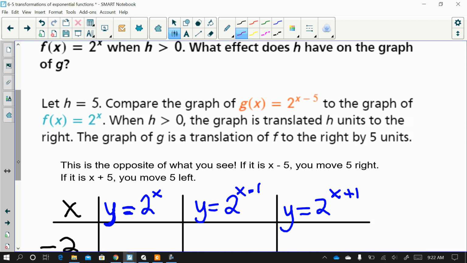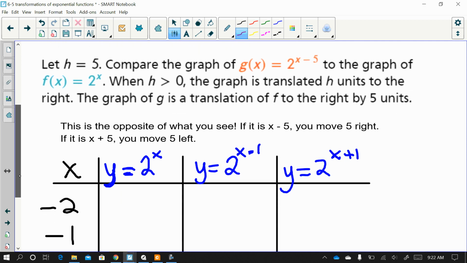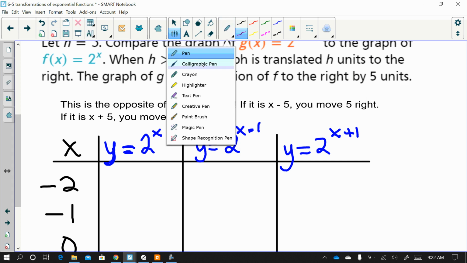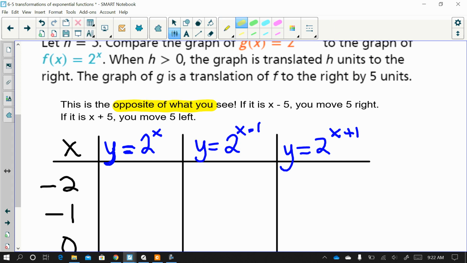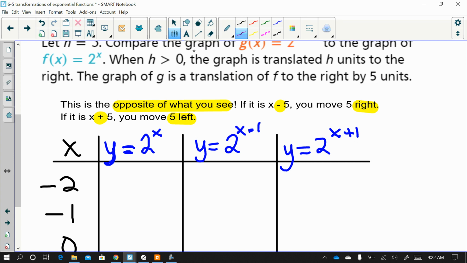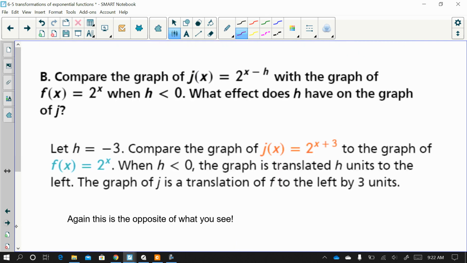So this is the opposite of what you see. When I have a horizontal translation, it is always the opposite of what you see. If it's x minus 5, you move 5 right. If it's x plus 5, you move 5 left. Remember, we did this in chapter 3, so think back to then. We've done this before. It's with the x, it's the opposite of what you see, and it's left or right.